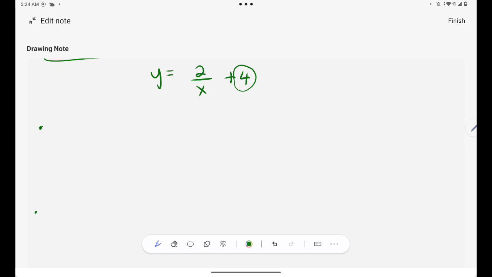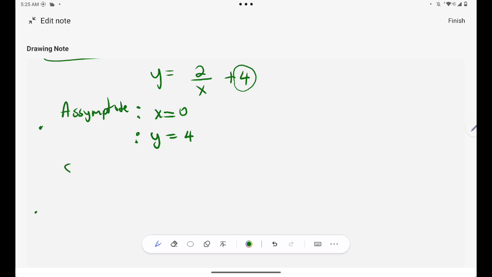Okay, let's just go through the steps. Find the asymptote. I know that for my asymptote, the line x is equal to 0 is my asymptote. Hence, we will not have a y-intercept. And another one, y is equal to 4. For y, we just take it as it is. If it's a positive 4, that means the horizontal asymptote will be y is equal to 4.